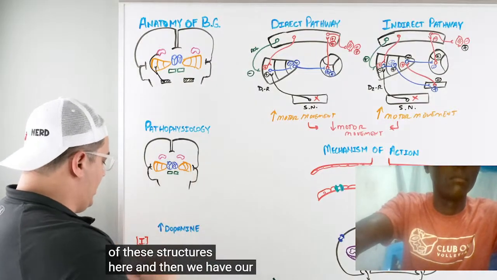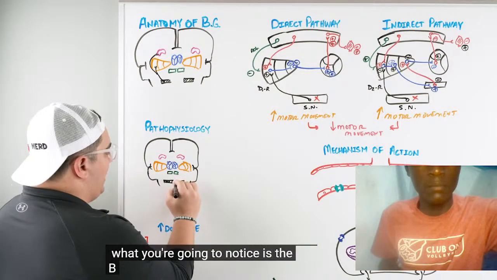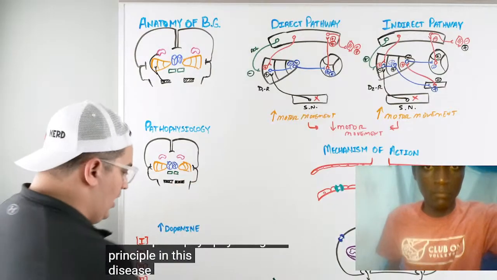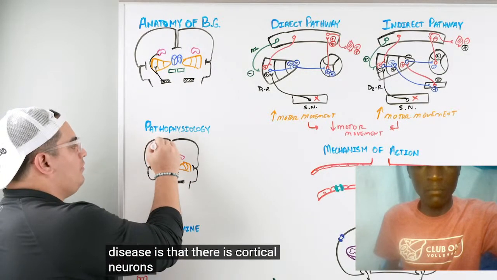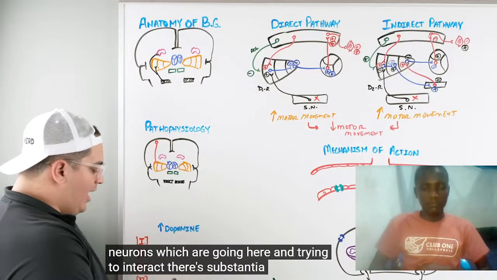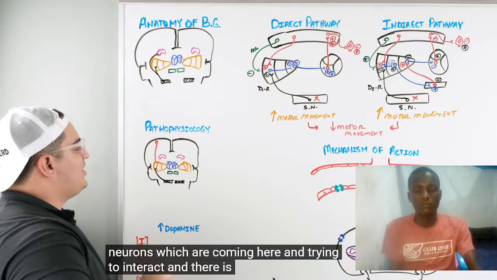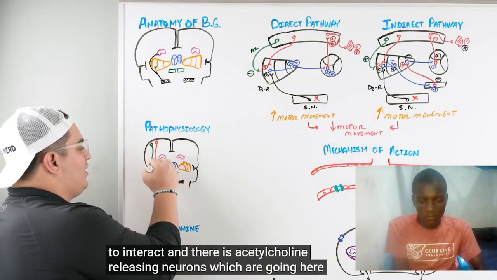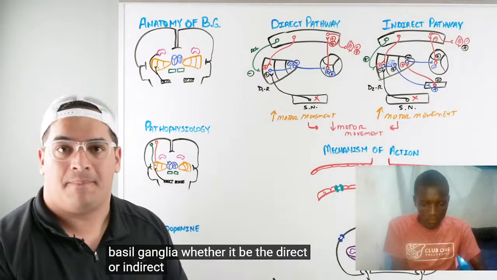And then we have our substantia nigra. What you're going to notice is the basic pathophysiological principle in this disease is that there are cortical neurons going here and trying to interact. There are substantia nigra neurons coming here and trying to interact. And there are acetylcholine-releasing neurons going here and trying to interact with this whole basal ganglia, whether it be the direct or indirect pathway.